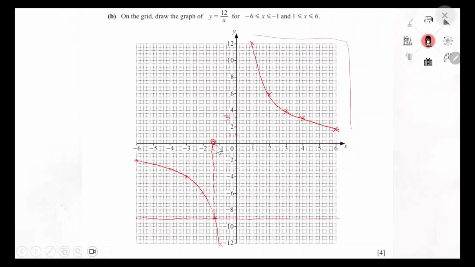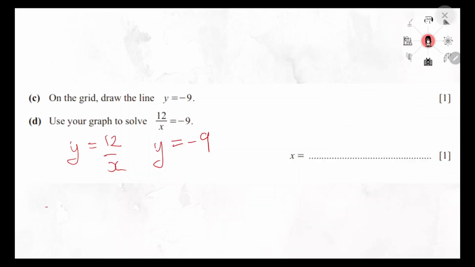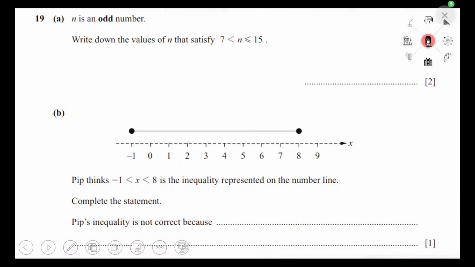Found here, it's 2 boxes to the right, so 1.2, 1.4. So the answer will be minus 1.4. The x value we got is minus 1.4.